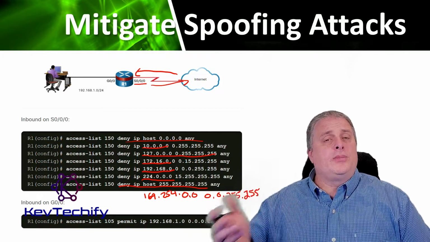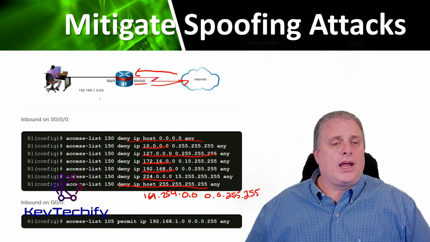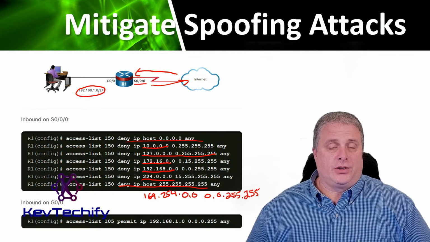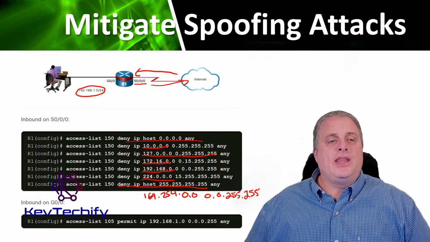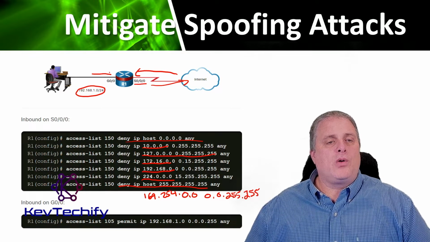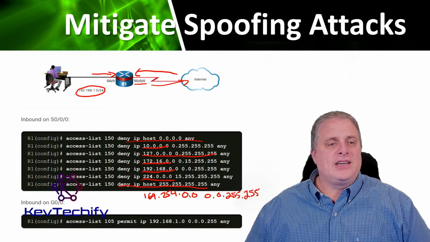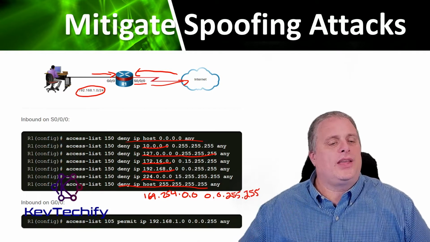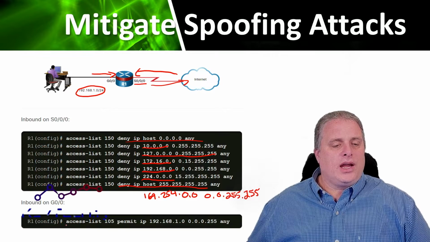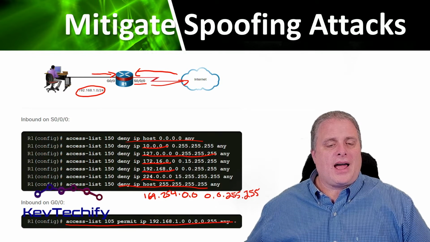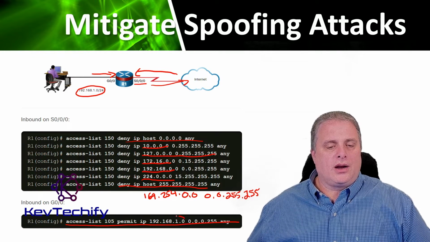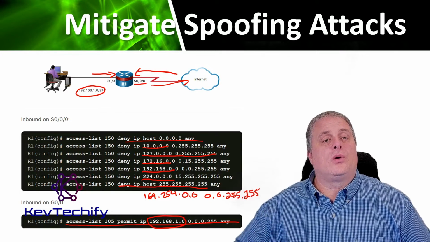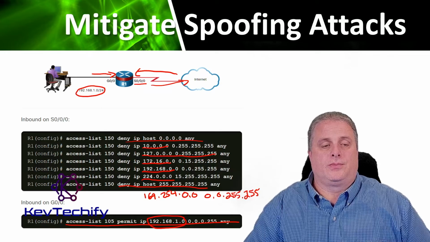Also, think about your network. Your network has the 192.168.1.0 address range. That should be the only traffic that you allow out of your device. If it has a different network address than that, then that's not one of your devices, so you shouldn't let that out. And down here, we have this access list 105, and we're only permitting our 192.168.1.0 network to go into our router.